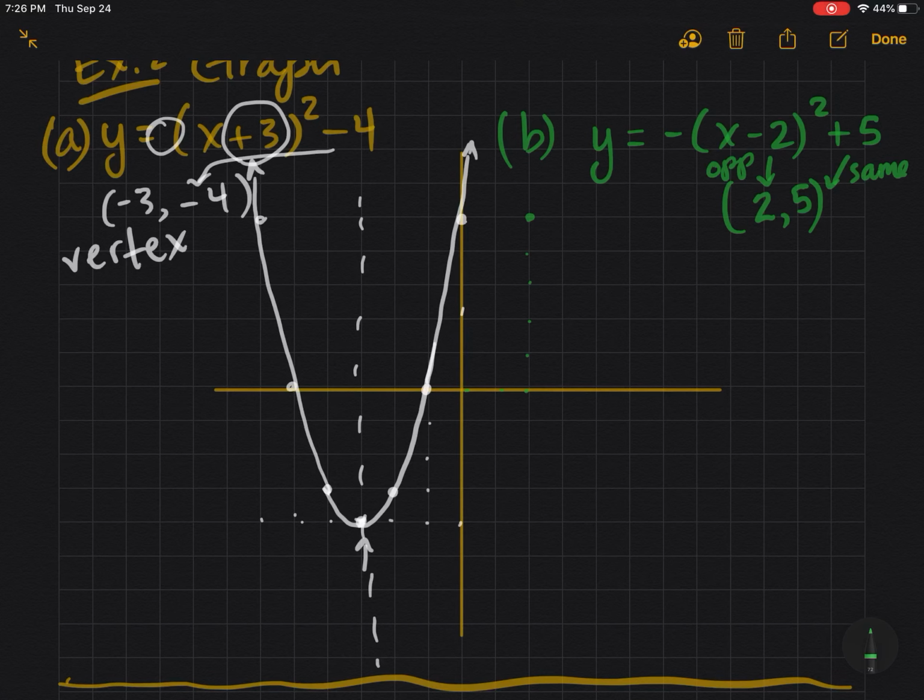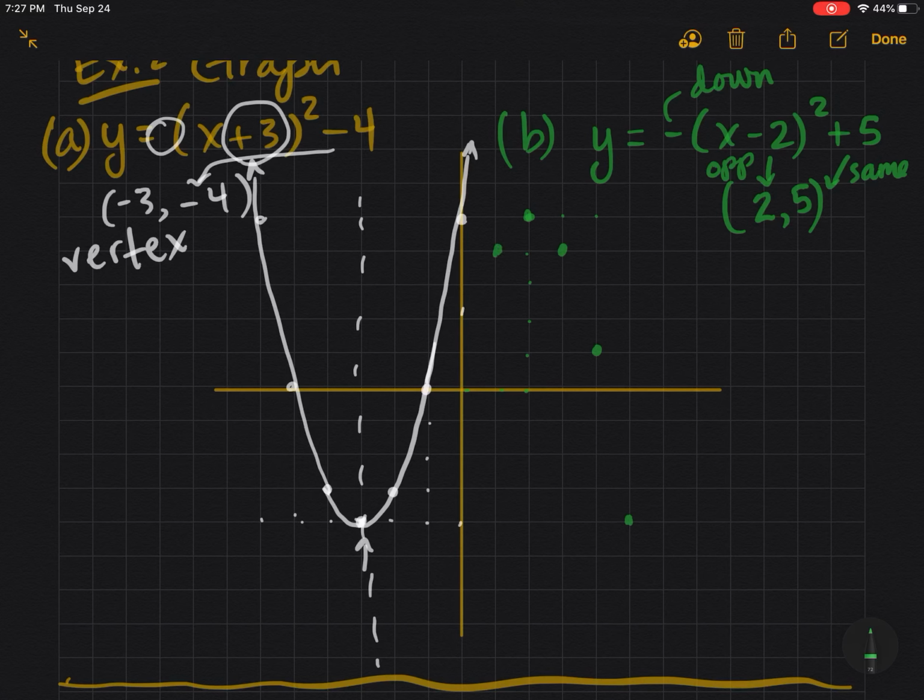Make my vertex. And now this one opens down. The negative sign tells me to open downward. I'm going to make the same shape. 1 squared is 1. 2 squared is 4. 3 squared is 9. And you do the same thing on both sides.